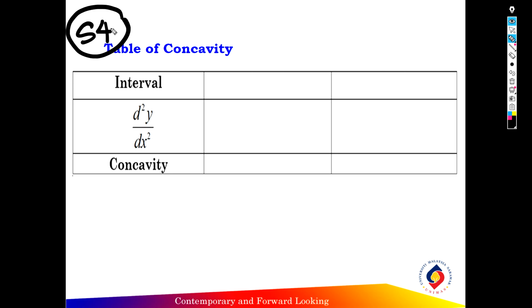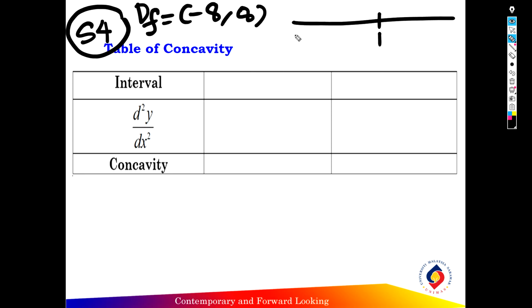Okay, step 4, table of concavity. In the first row you put the intervals of the function, in the second row the second derivative, and in the third row the concavity of the function. The domain of the cubic function is all the real numbers, negative infinity to positive infinity.